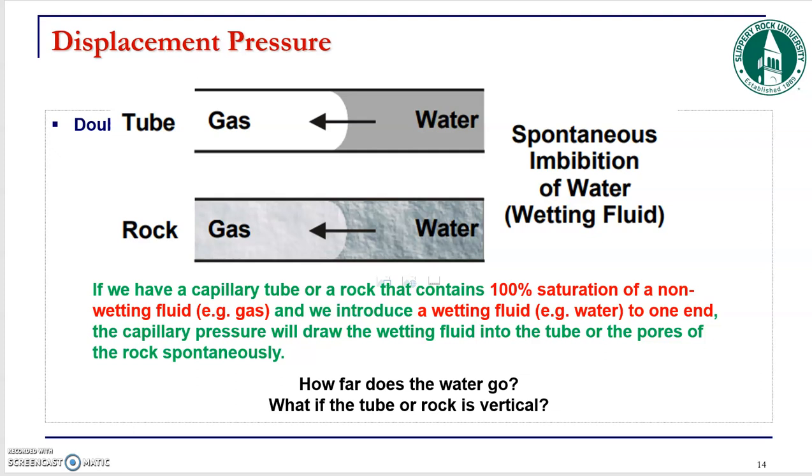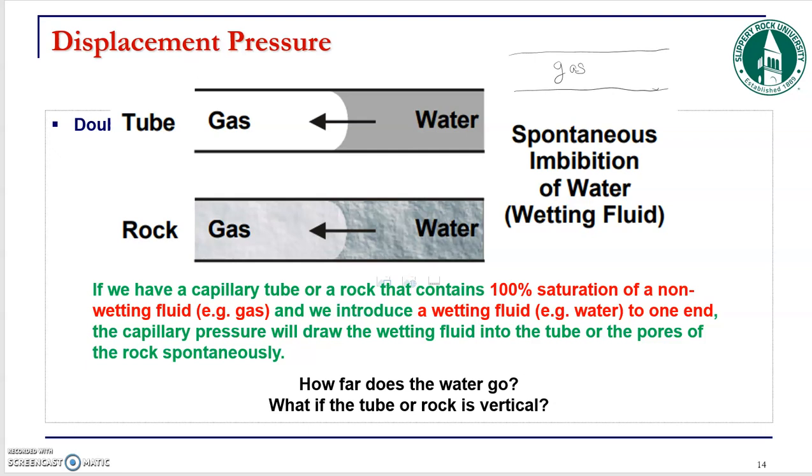Hello everyone. We defined a couple of properties in the capillary pressure, and we introduced you to a couple of concepts. Now we want to talk about displacement pressure. In order to define that, consider that you have a tube, and in this tube you have completely saturated the tube with the gas. As we mentioned previously, gas is always the non-wetting phase.